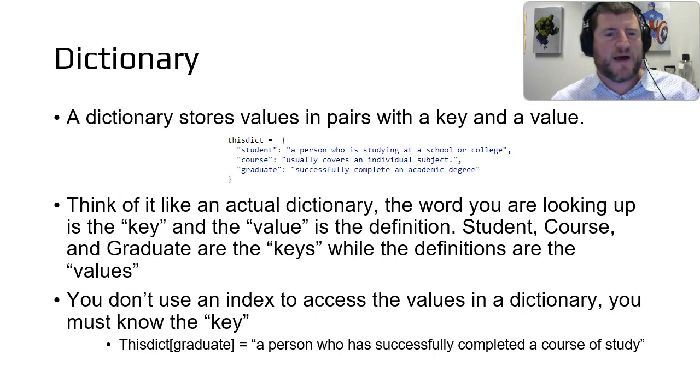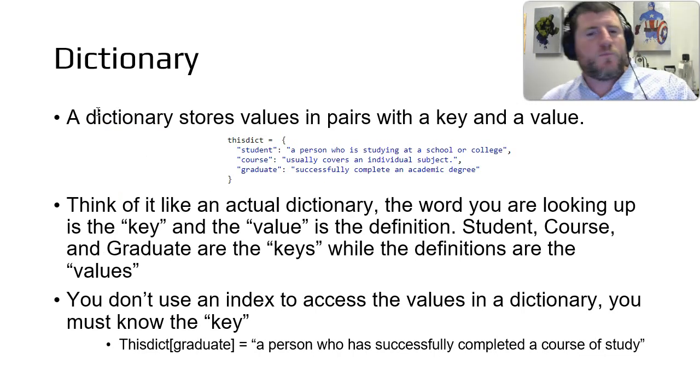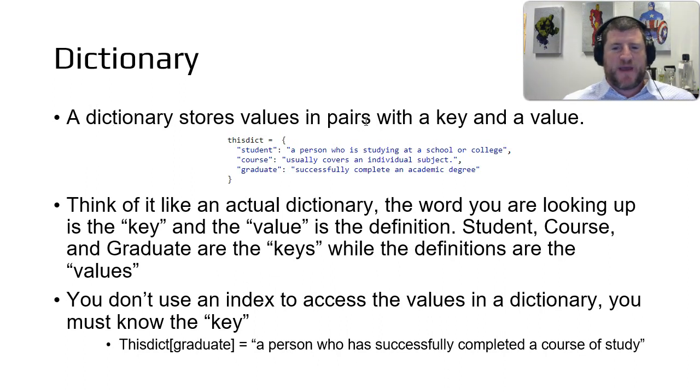The next thing to talk about is the dictionary. So the dictionary stores values in pairs. It's got a key and a value. So if we look at this, the student is the key, and then the value is a person who is studying at school or college.